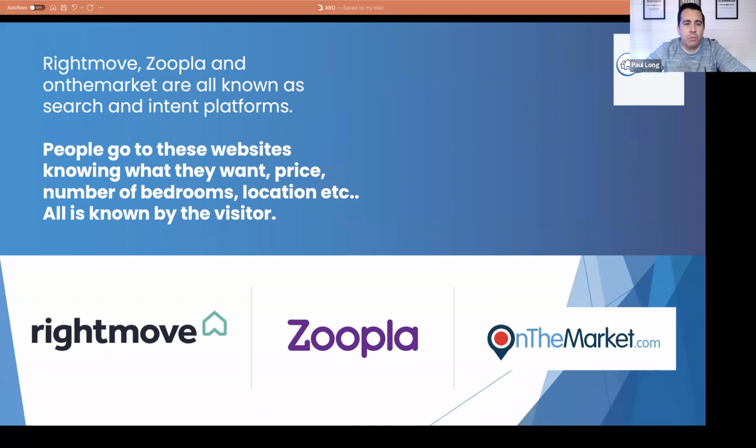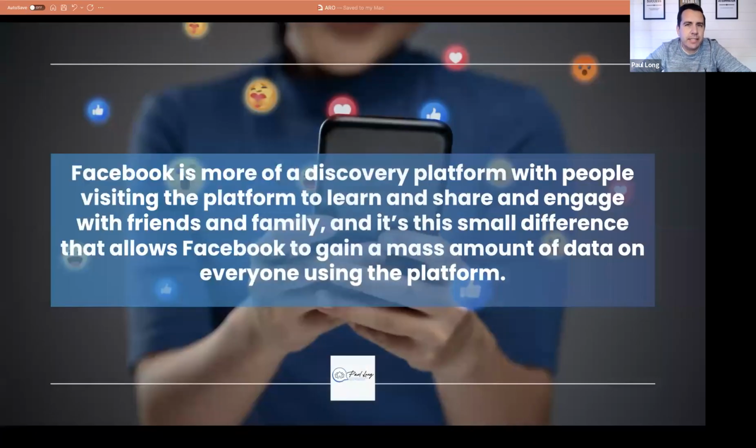So Rightmove and Zoopla, on the market. These are all known as search and intent platforms. People go there knowing the price, the location, what they want, and they expect to see results straight away. And really, that's powerful data for the portals, but it's limited. There's limited data there for them. They can only see pretty much straight away what people are looking to do.